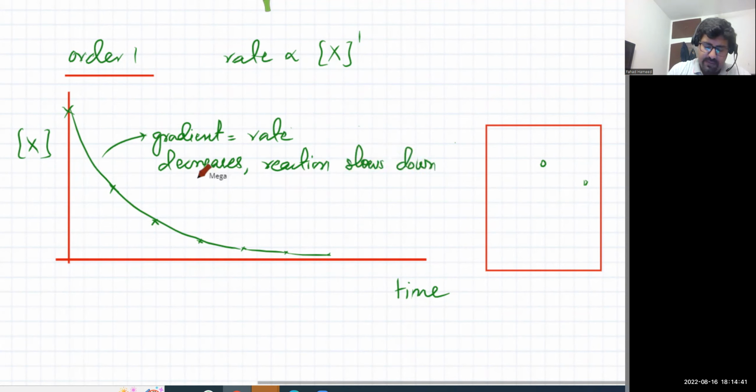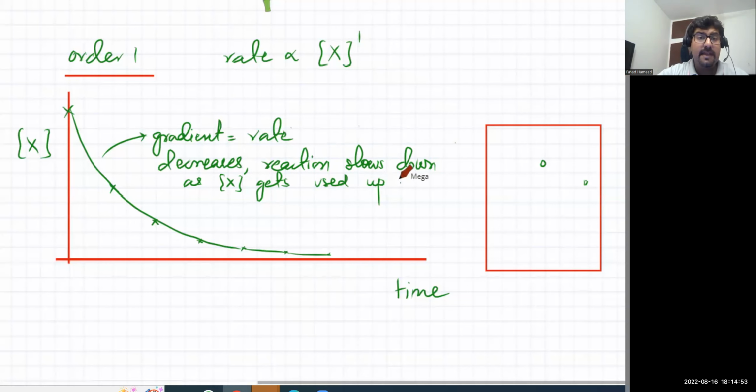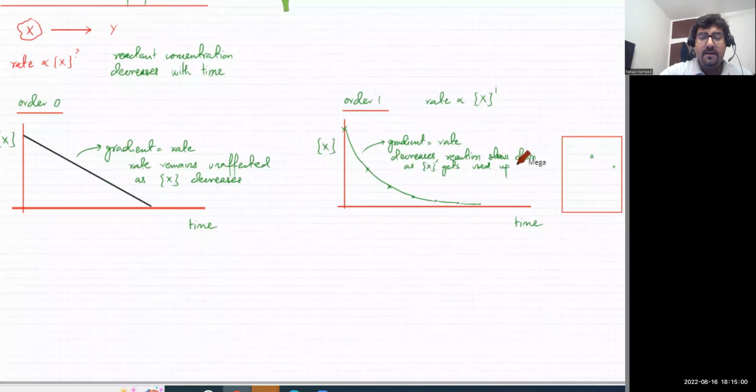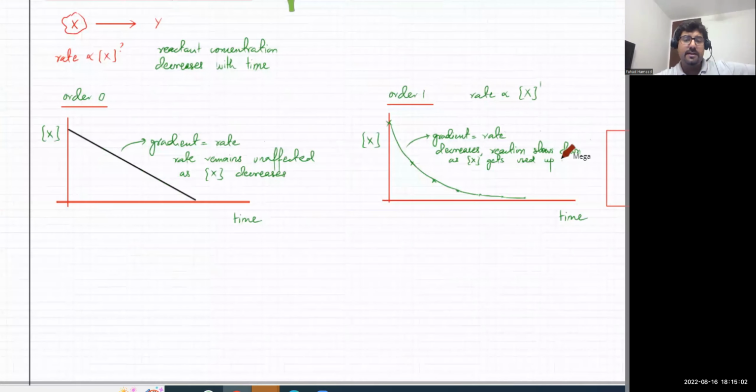The reaction slows down as X gets used up. So if I plot the reactant concentration, I'm going to get two graphs.